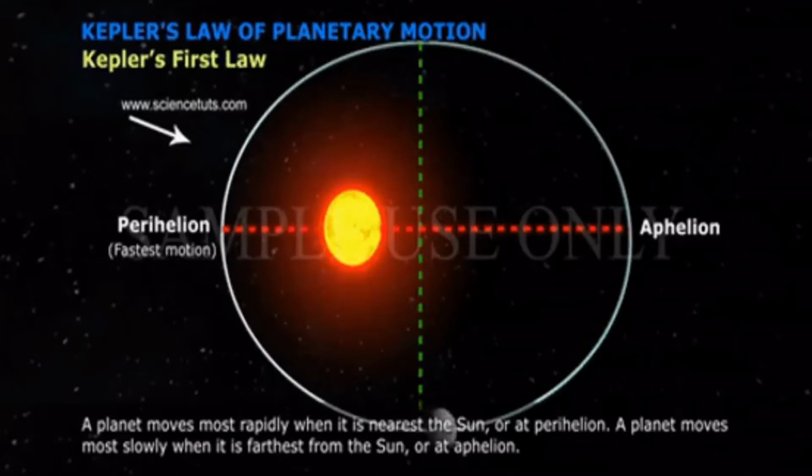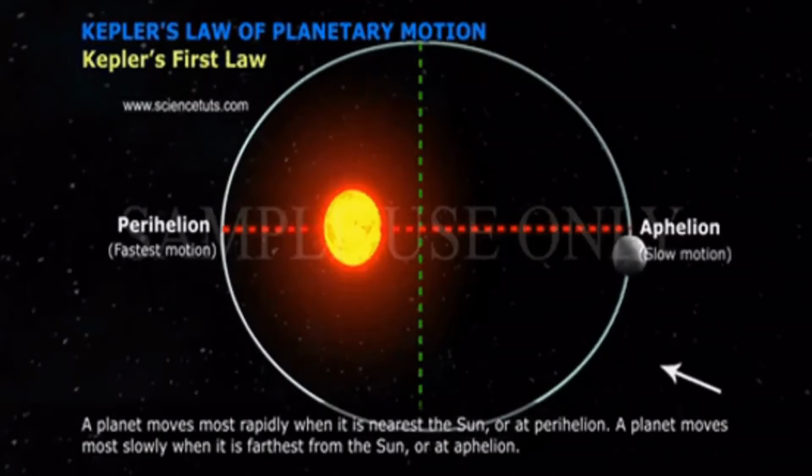Now, because a planet moves around the sun in an elliptical orbit as mentioned in the first law, there are times wherein the planet is closest to the sun, and there are times wherein the planet is farthest from the sun. So, the point wherein the planet is closest to the sun is called the perihelion, and that point wherein the planet is farthest from the sun is the aphelion.